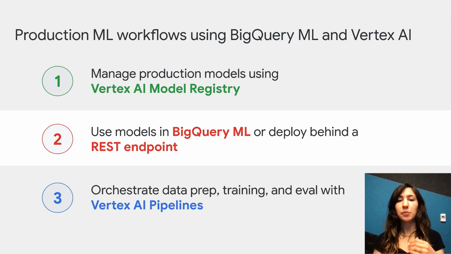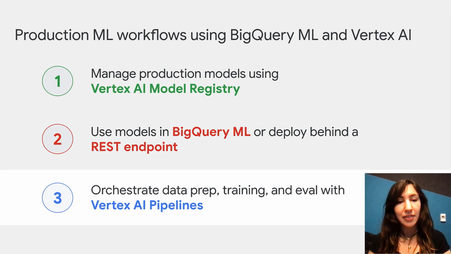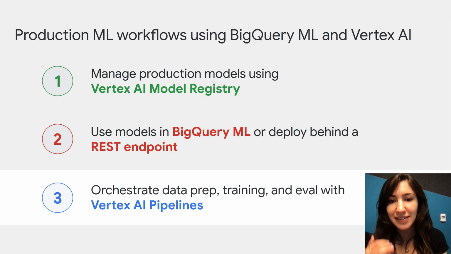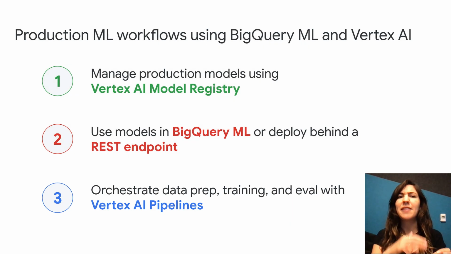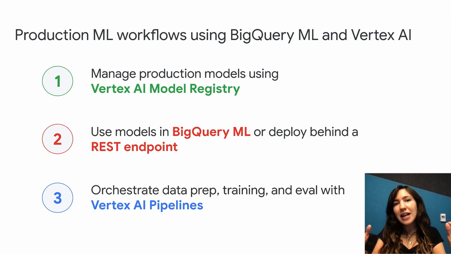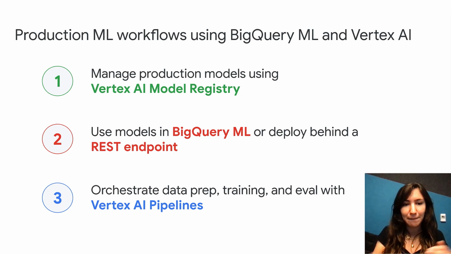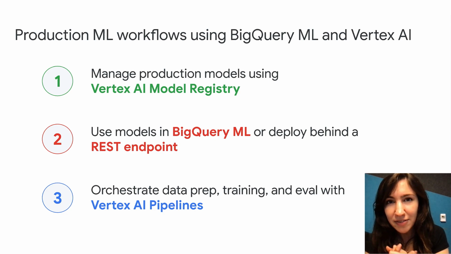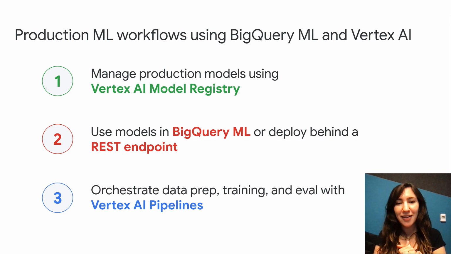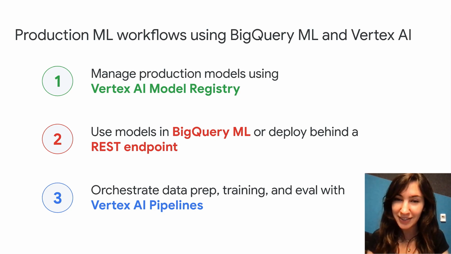Second, Vertex can help deploy models to a REST endpoint so that they can be used easily for online prediction in a web app or phone app or whatever. Third, Vertex AI Pipelines allow you to productionalize and automate the step of prepping your data, training a model, and evaluating it. So they allow you to formalize and automate this end-to-end pipeline. So at this point, I'm going to hand it off to my colleague, Po-Long, who's going to give us a deeper dive into each of these.